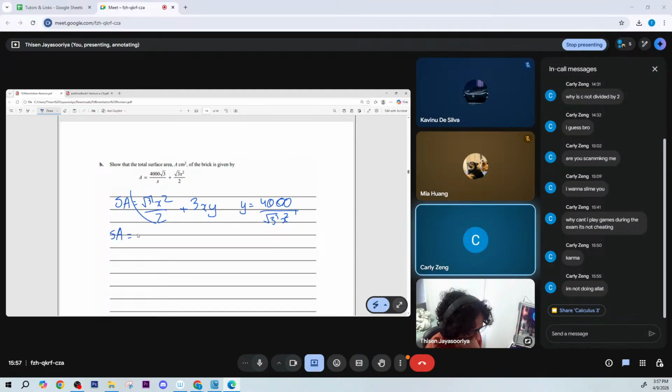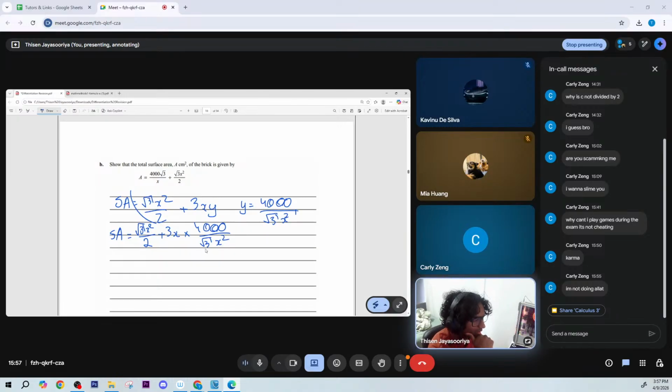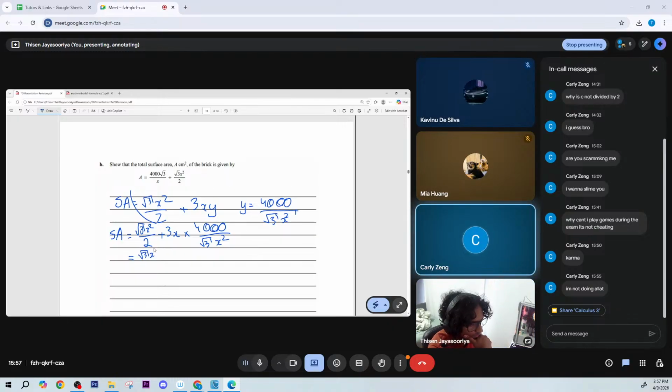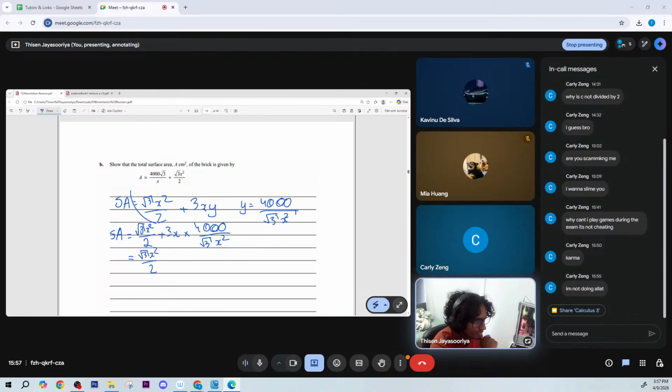Okay, so sub it in, so it'd be root 3x squared over 2 plus 3x times 4,000 over root 3 x squared. Yeah. And then how can we simplify this? This part's already simplified. So we have the 3, and then we have a root 3 down the bottom. What does that become? Oh, root 3.